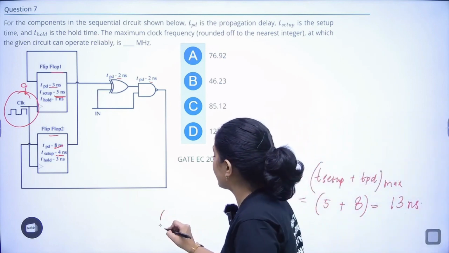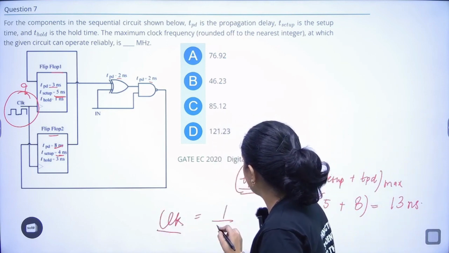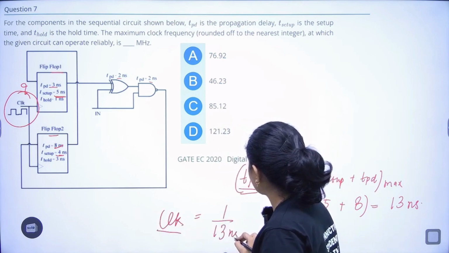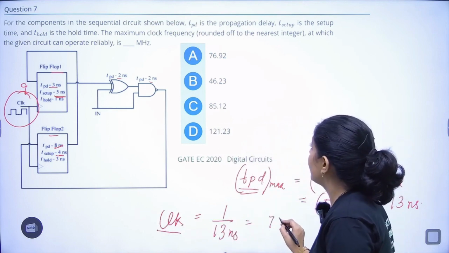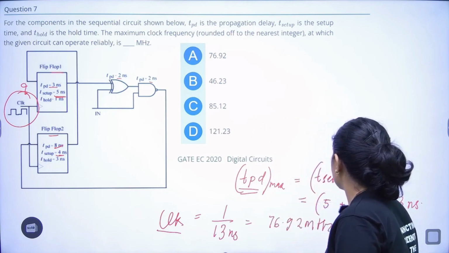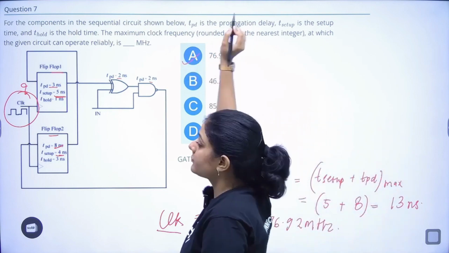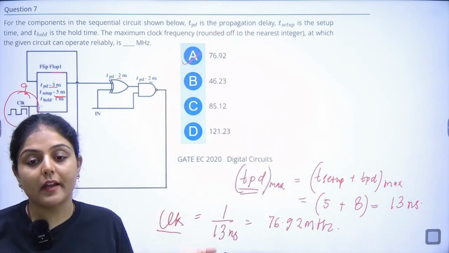So what will be the clock? After 13 nanosecond, we will be getting the proper output. So clock will be 1 by 13 nanosecond. If we calculate this, it will come around 76.92 megahertz. It's that simple.